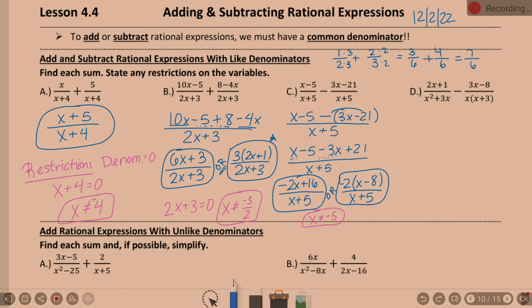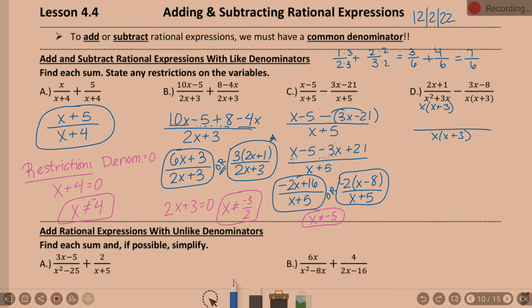What's different about these? Well, it looks like the one on the right is factored, and the one on the left is not factored. Do I have a common denominator? Yes. You could factor the one on the left. Okay, so this one's trying to trick us in that x squared plus 3x. If I factor this, GCF of x leaves me with x plus 3. So do I have a common denominator? Absolutely. I do already have a common denominator. It was trickery. It looked like we didn't, but we do.